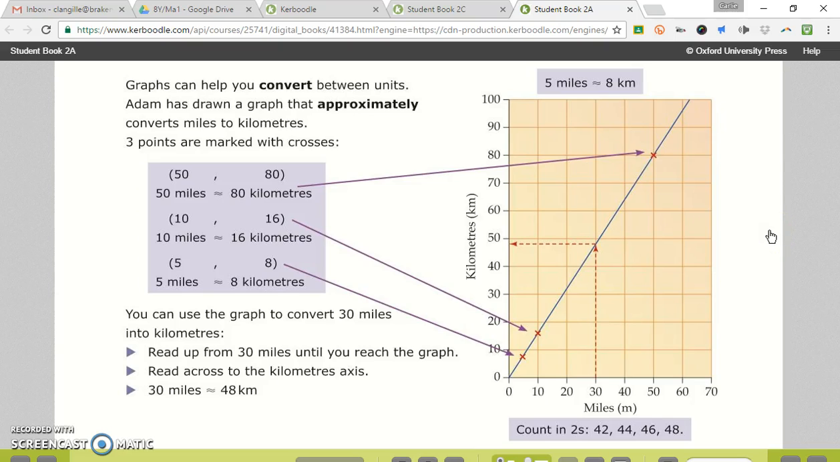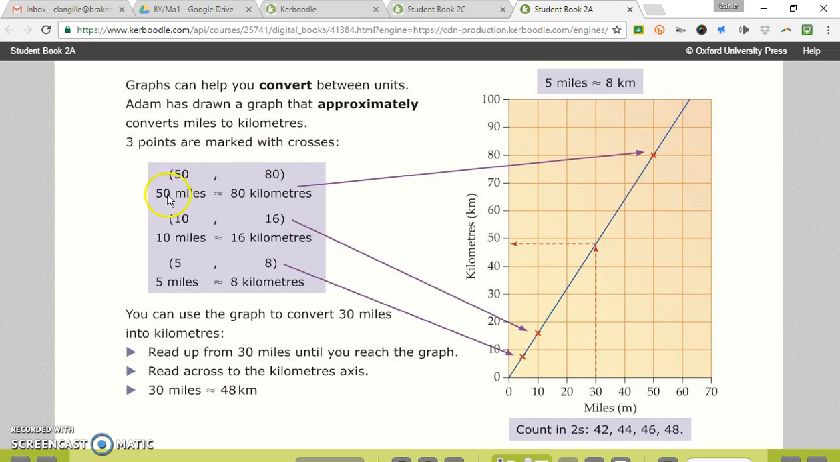Okay, so we can also use graphs to convert between units, okay? So for that, we need to pay close attention to our different axes. In this case, my x-axis is miles, and my y-axis is kilometers. If I have a certain amount of miles, let's say 30 miles, we go to 30, then go up to our line, and we go over, and it tells us it's going to be a little bit less than 50. In this case, they've estimated it's going to be about 48 kilometers, okay?